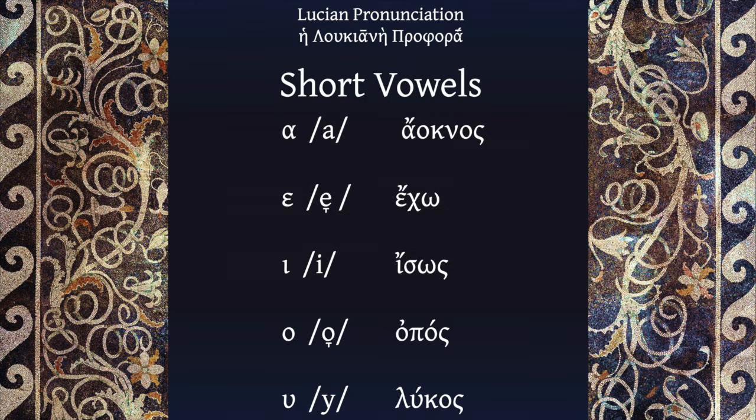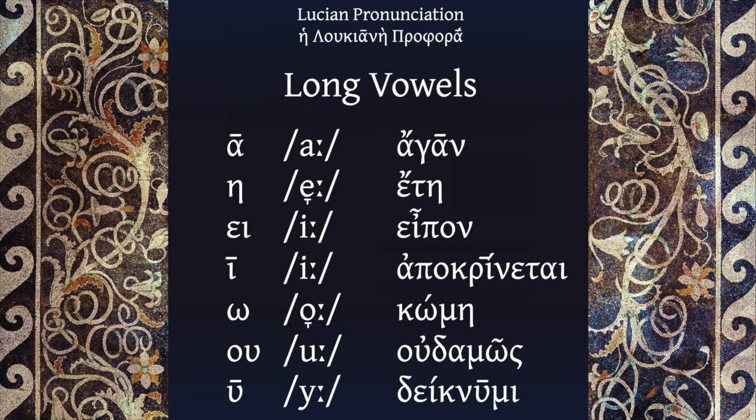Ancient Greek also has the sound U, as in lykos, U. This is the same as I, except it's pronounced with the lips rounded. U, lykos. Those are the short vowels. There are also long vowels. Long vowels have the same quality or basic sound as the short vowels, but they have a longer duration. A, agan, e, ete, I, ipon. And spelled differently but pronounced the same. I, apokrinetai. O, gome. U, udamos.